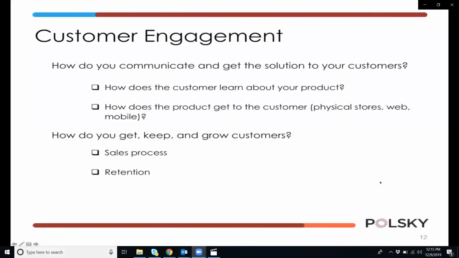Okay? So when you think about customer engagement, when you think about the sales process, you have to think about the expenses that go along with that. That's going to help get into the economics of the business. So customer engagement: how do you communicate and get your solution to your customers? What are your marketing tactics? What is your sales channel? What is your engagement process or customer service process?